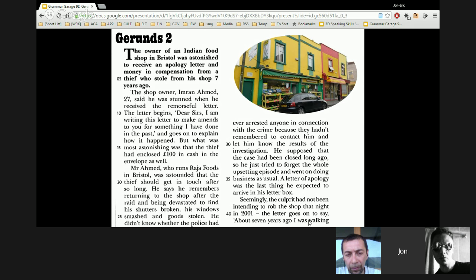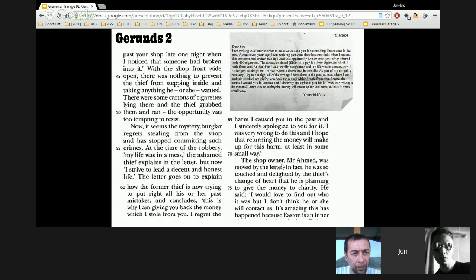The letter goes on to say, about 7 years ago, I was walking past your shop late one night when I noticed someone had broken into it, with the shop front wide open. There was nothing to prevent the thief from stepping inside and taking anything he or she wanted. There were some cartons of cigarettes lying there, and the thief grabbed them and ran. The opportunity was too tempting to resist. Now, it seems the mystery burglar regrets stealing from the shop and has stopped committing such crimes.